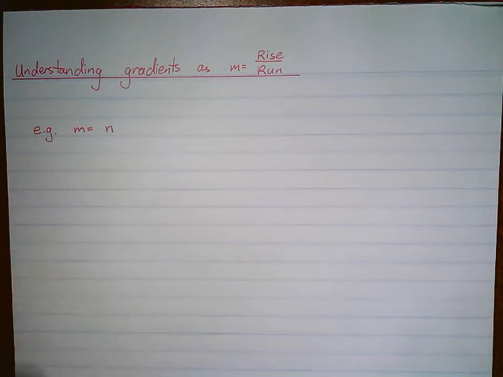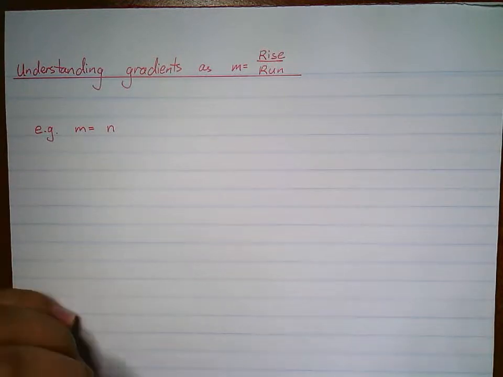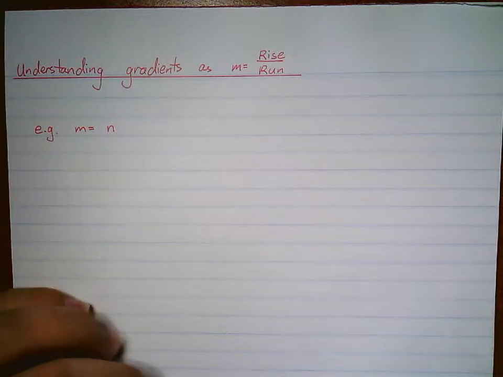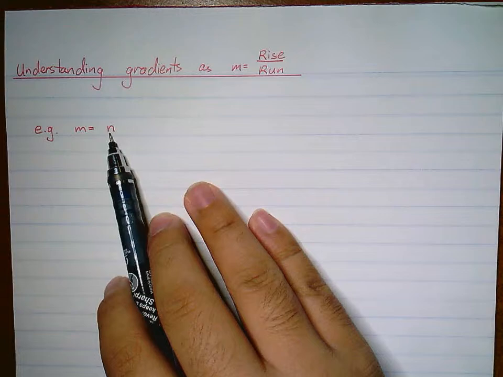Hello class, this is a video tutorial on understanding the gradient as rise over run. So rather than just calculating the gradient using our formula, I'd like for us to try and understand what it actually means. So let's take for example a gradient of n.